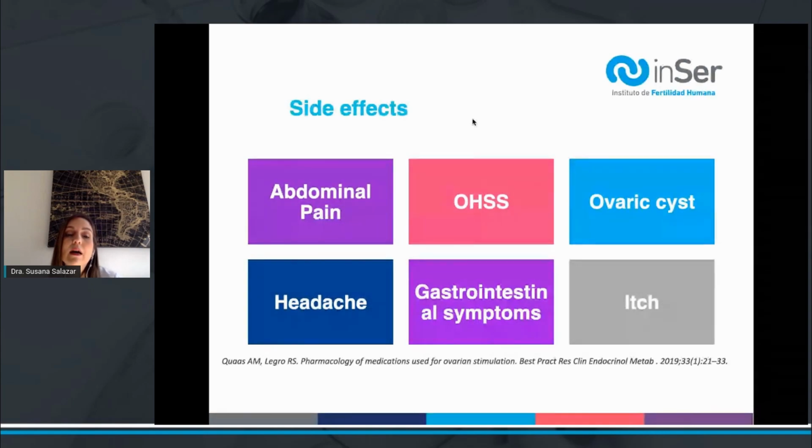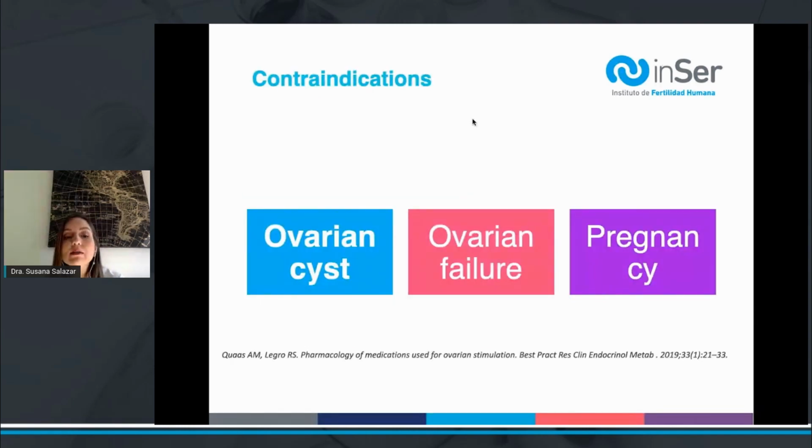The side effects are abdominal pain, ovarian hyperstimulation syndrome, ovarian cyst, acne, intestinal symptoms, and itch. The contraindications are ovarian cyst, ovarian failure, and pregnancy.